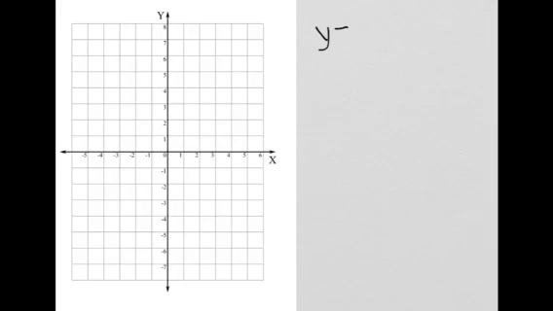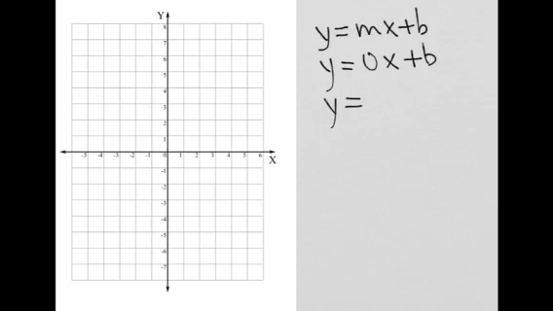So if I'm using y equals mx plus b slope-intercept form, that means I've got one with a zero in the x spot. And we don't write zeros in math, so that part is unnecessary. So we get an equation that just simply looks like this, where the part with the x is completely missing. That would be one with a zero slope.